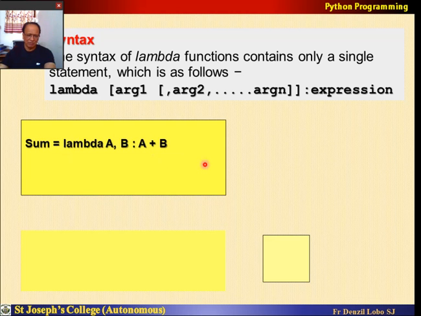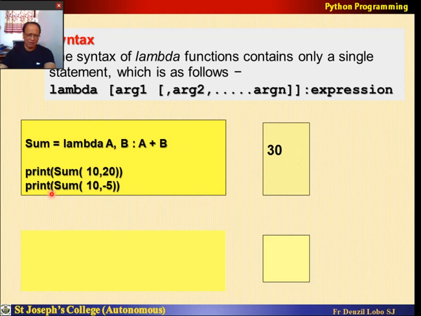I'm passing two arguments here, and it finds the sum of those two arguments. For example, print sum, and I pass 10 and 20. They come here as 10 and 20, so it finds the sum of these two, 30. Here is one more example, print sum 10, minus 5. It is going to give you 5 as the result, because 10 minus 5 will give you 5.